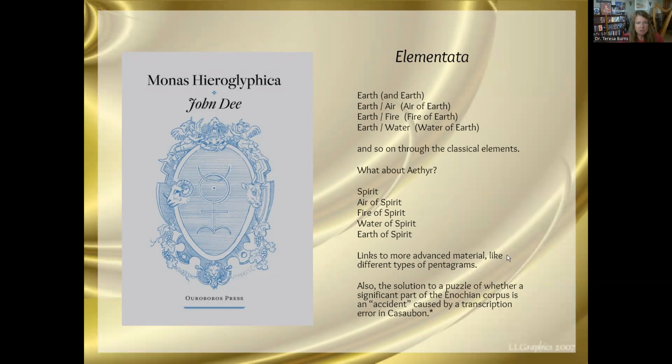But what I want to point out here is it's the solution to a puzzle of whether a significant part of the Enochian corpus is an accident caused by a transcription error in Casaubon. Now, I have a link to an article that my husband and I wrote about that and many other things with the Great Table of Earth more than 10 years ago.